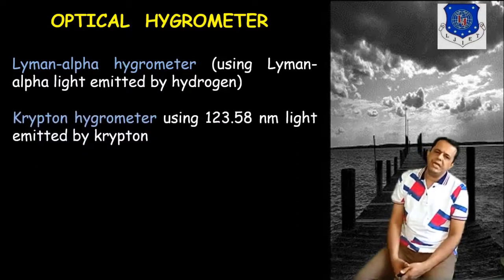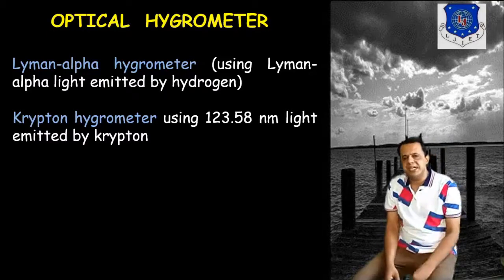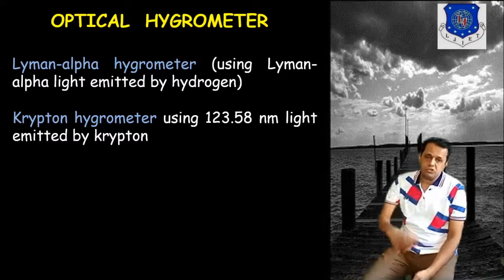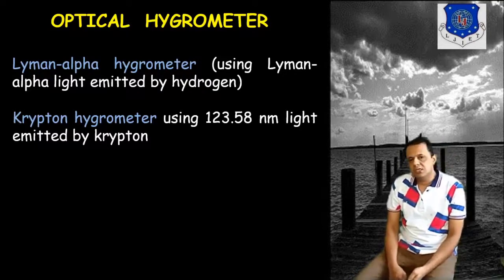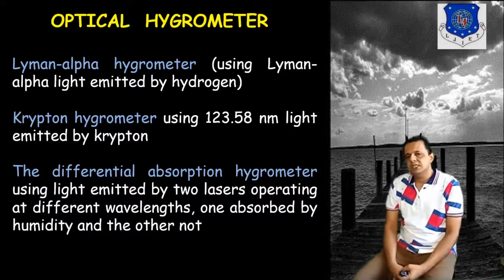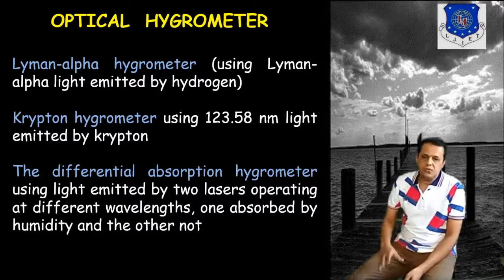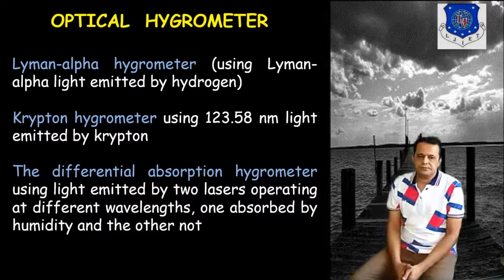The one is the Lyman alpha hygrometer, where Lyman alpha light is emitted by hydrogen. Then the krypton hygrometer, where approximately 123 nanometer light spectrum will be emitted by the krypton and utilized for detection of light. Then the differential absorption hygrometer, where two lasers will be operating at different wavelengths, and one will be absorbed by the humidity and the other will not.